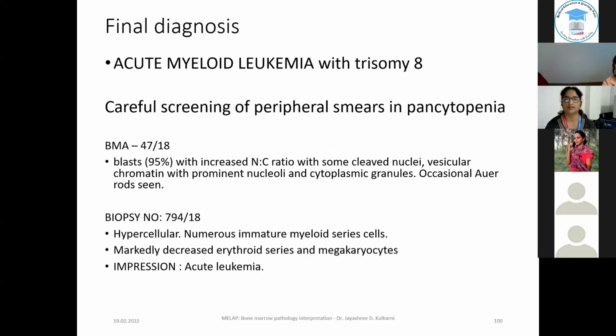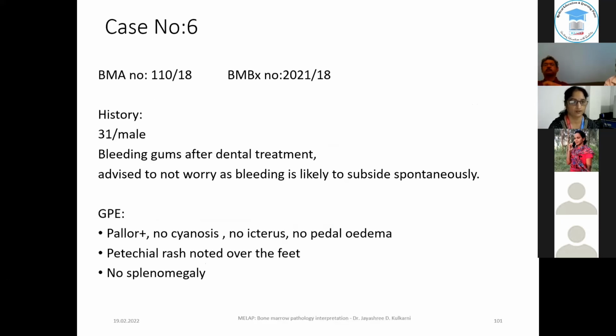So whenever you are seeing a peripheral smear with pancytopenia, looking at the history, a vague history of fever, fatigue, think and look for abnormal cells. Do not miss those few abnormal cells which can help the diagnosis of acute leukemia.